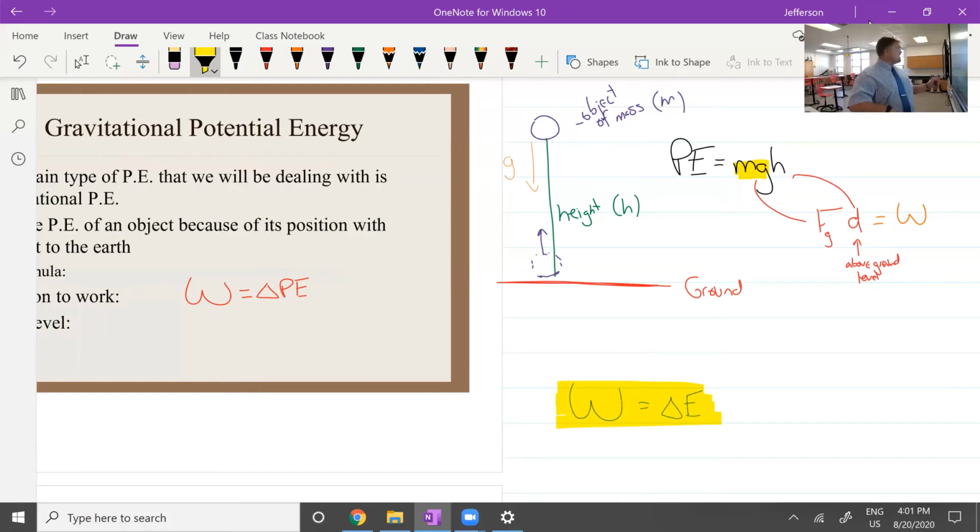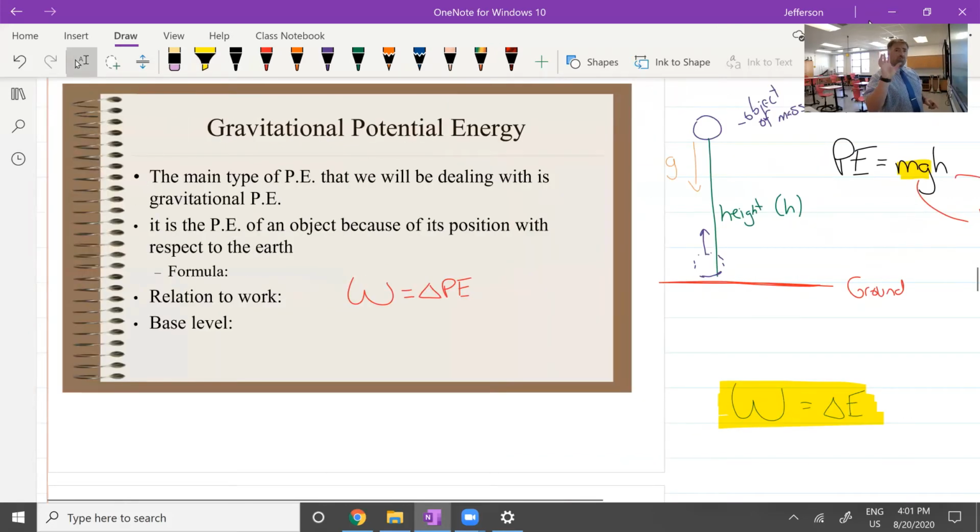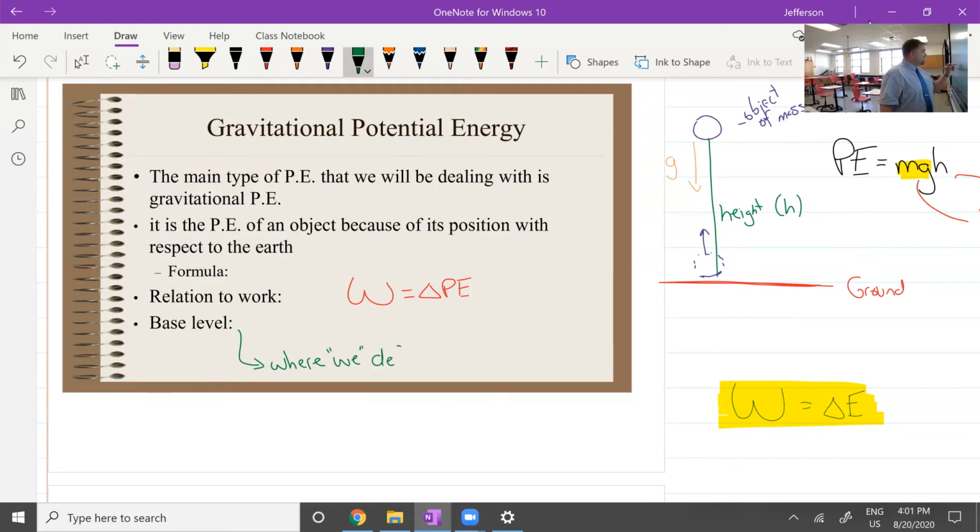Now, there's another thing on here too. I'm going to define it today, and then we'll go into more detail tomorrow in class. But at a base level, this is where we define, and I put "we" in quotation marks because really it's you, it's your choice, where we define the potential energy to be 0.